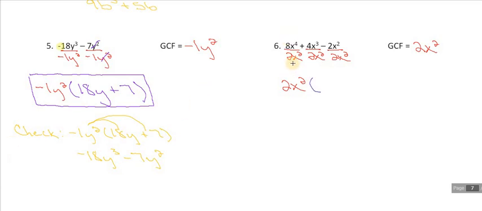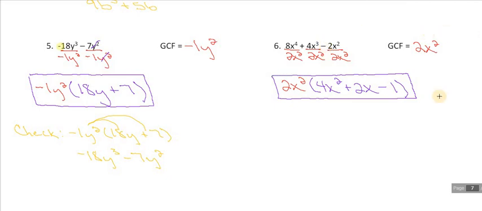Eight divided by 2 is 4. And x to the 4th divided by x squared is x squared. So 4x squared. Plus 4 divided by 2 is 2. X cubed divided by x squared is x. And then we have a minus. 2 divided by 2 is 1, and x squared divided by x squared is 1, so we just have minus 1. Make sure if everything cancels when we are dividing, you have a 1 remaining. Quick visual inspection, nothing else in common here.